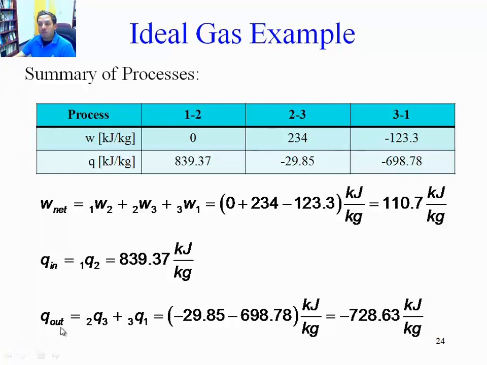We have to discriminate between the heat that was put in and the heat that was released or wasted. According to this table, the heat that was put in is only in process from 1 to 2, and that's 839.37. And the heat waste occurred in process 2-3 and in process 3-1. So we can calculate Q out as Q23 plus Q31. So Q out is the sum of these two, which is minus 728.63. So we have W net, we have Q in.